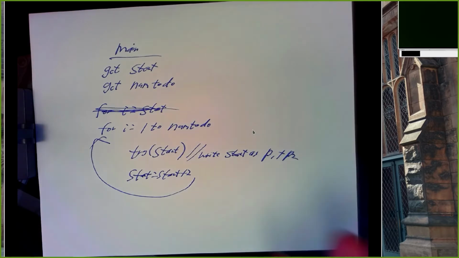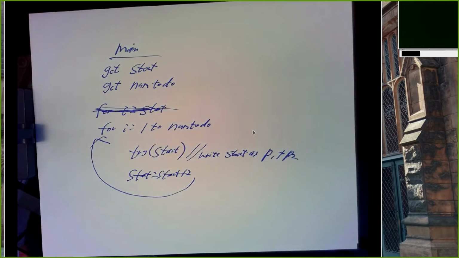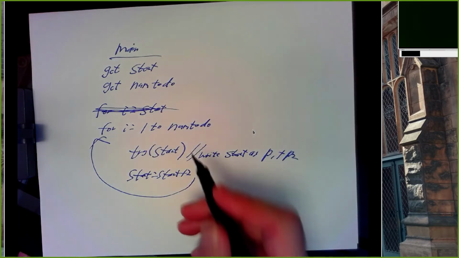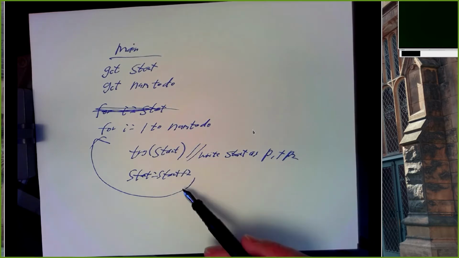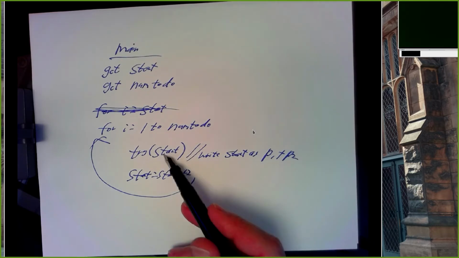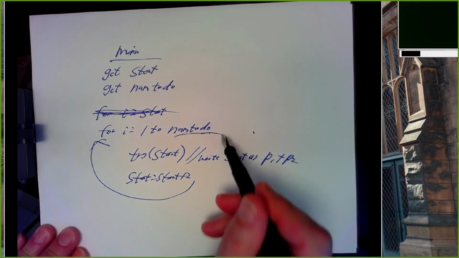All right, this is pseudocode, it's not really C. So you've got a starting number and you want to do some number of tests, right? So just loop that many times. Make a function called try that will take a number and try to write it as a sum of two primes. Call it on start, add 2 to start, call it again, add 2 more, call it again.